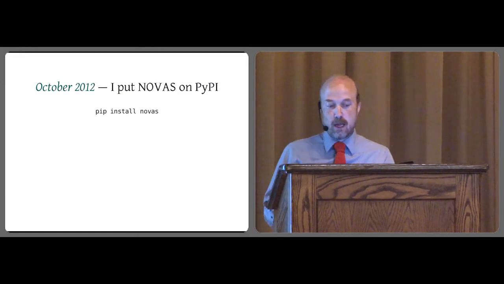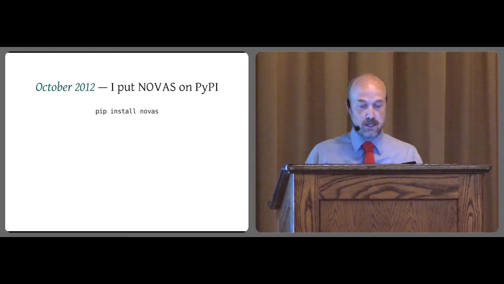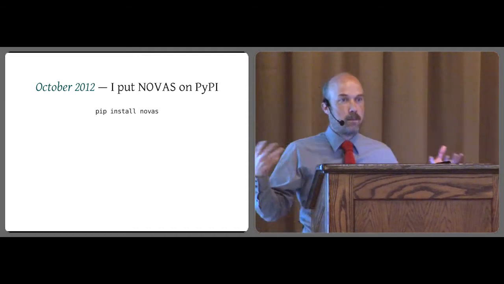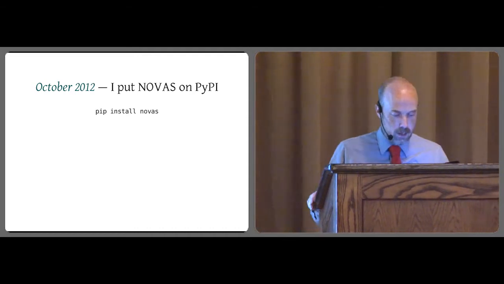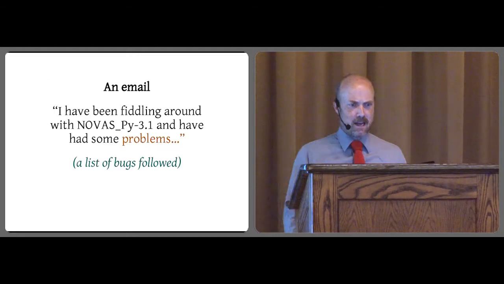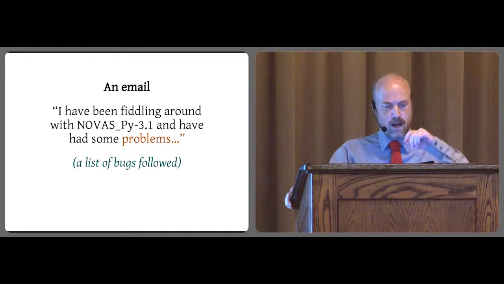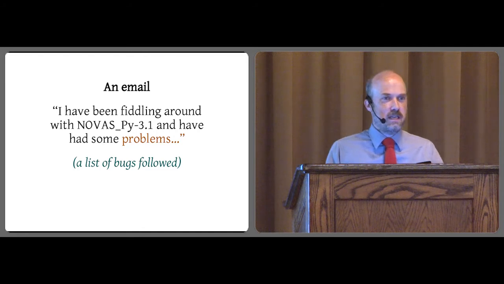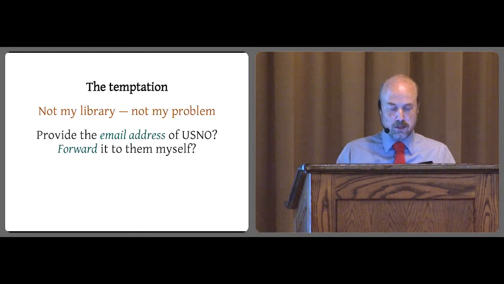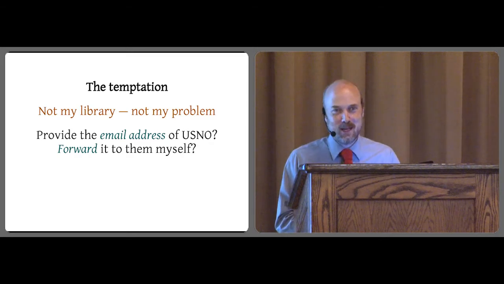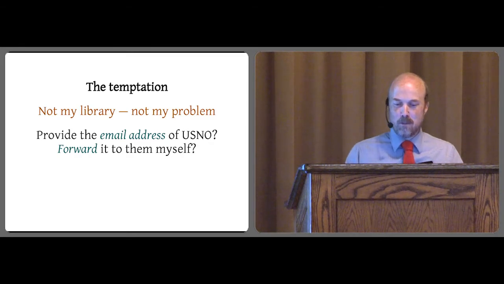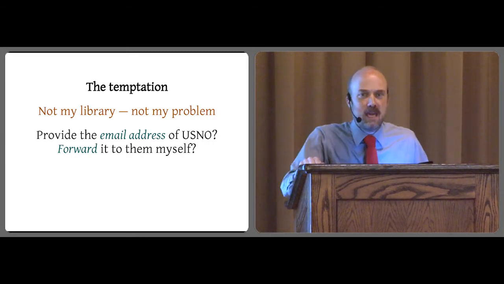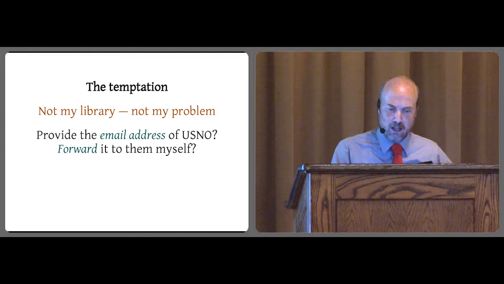In October, I found a library that I wanted to compare my own results against, NOVAS by the Naval Observatory. They just had it on their website, and it's public domain because the US government wrote it, so I put it on the Python package index, and then I got an email. Someone said, "I've been fiddling around with NOVAS and have had some problems," and listed some bugs in the Naval Observatory Python code. And the temptation, of course, was to say, oh, I'm sorry, that's not my library. I didn't write it. That's not my problem. I even thought I would be a hero and provide the email address of the Naval Observatory. Maybe even I would forward his problem to them myself.